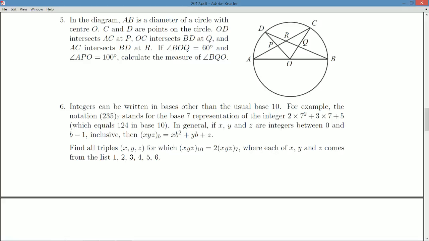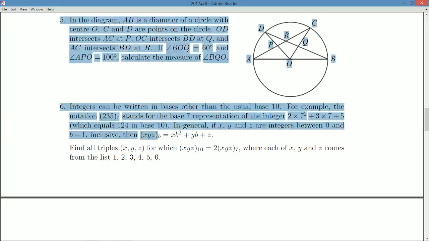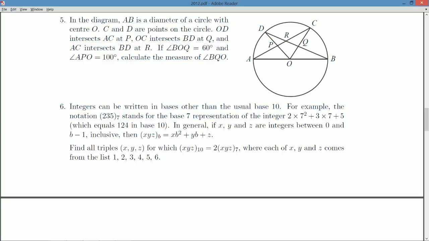So in general, if x and y are integers between 0 and 1 less than our base, right? If we're talking about base 10, we go from 0 up to 9. Those are the only digits we have. So if x, y, and z are integers between 0 and b minus 1 inclusive, then x, y, z with a little b, a base b number, can be calculated as x times b squared plus y times b plus z. Okay. So that's the contest giving us a little bit of a crash course in different bases.